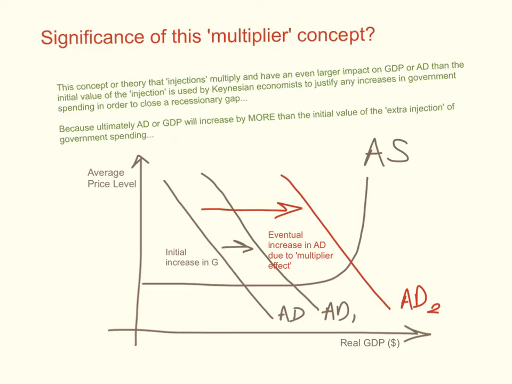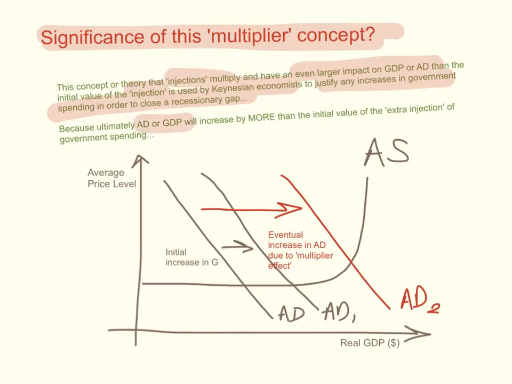So what's the significance of this multiplier concept? Why is it even significant? Well, this concept that injections multiply and can have an even larger impact on GDP or AD than the initial value of the injection is used by Keynesian economists to justify any increase in government spending in order to close a recessionary gap. Because ultimately, aggregate demand or GDP will increase by more than the initial value of the extra injection of government spending. And we can show that on a Keynesian AD-AS model.